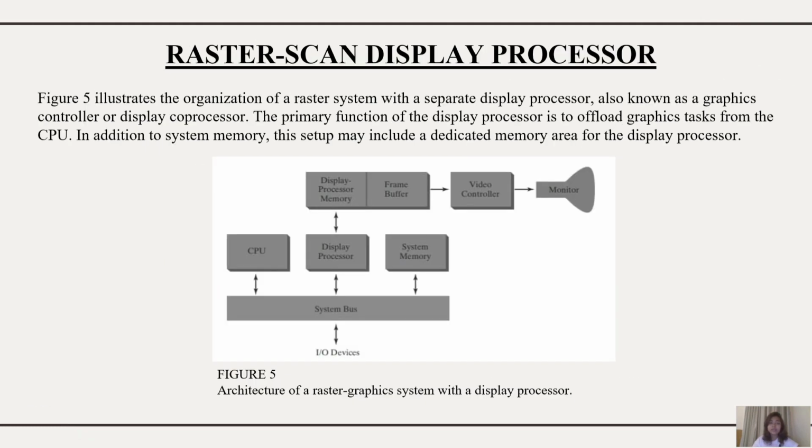Now, let us see about Raster-scan display processor. Figure 5 illustrates the organization of a raster system with a separate display processor, also known as graphics controller or display coprocessor. The primary function of the display processor is to offload graphics tasks from the CPU. In addition to system memory, this setup may include a dedicated memory area for the display processor. Here we can see the diagram of Raster-scan display processor.